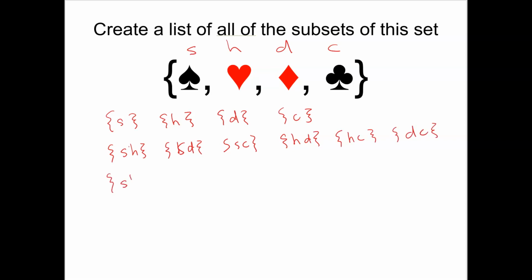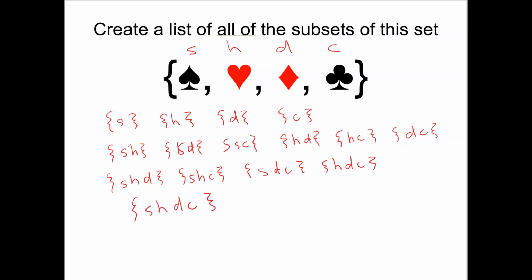Let's look at 3s. SHD, SHC, HDC. SHD, SHC. Oh, I missed one of those S's. SHD, SHC, SDC, HDC. And then 4, all 4.